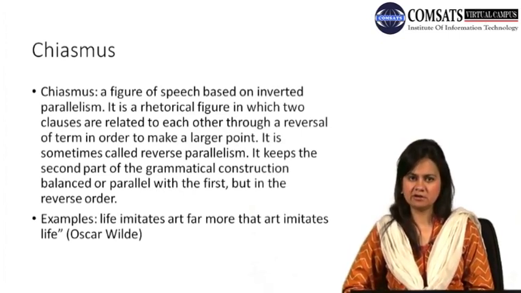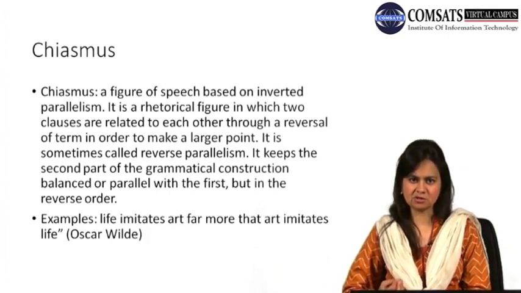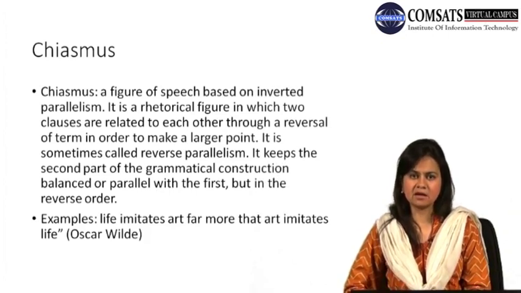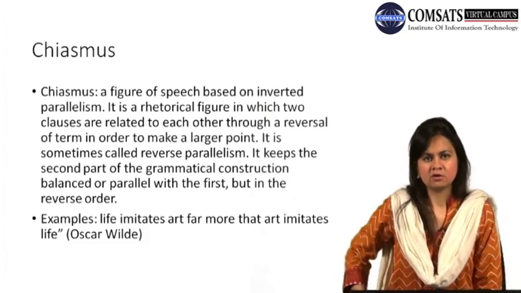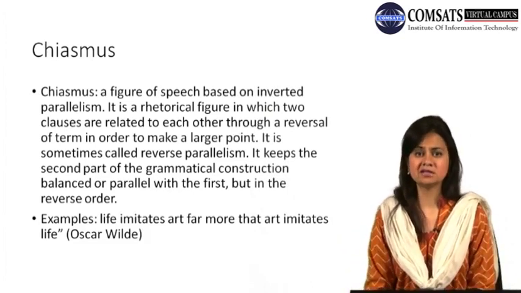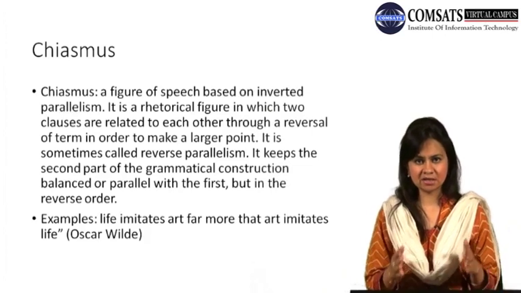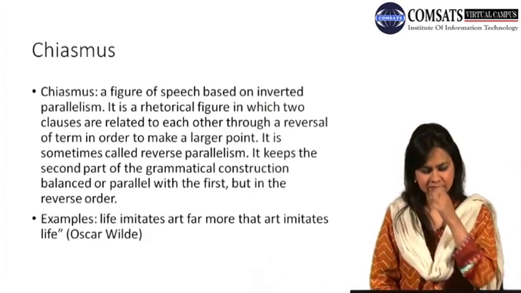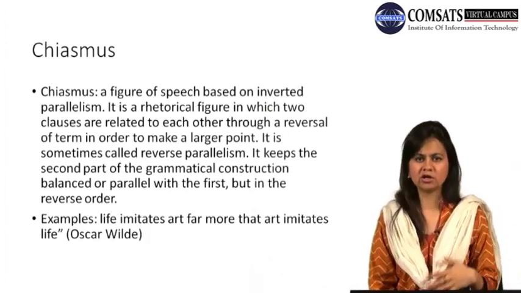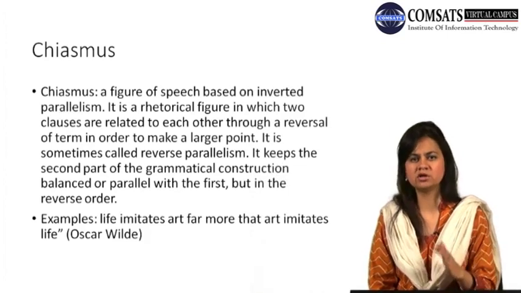It is a rhetorical figure in which two clauses are related to each other through a reversal of a term in order to make a larger point or some sort of emphatic point. Chiasmus is also sometimes called reverse parallelism. So a very simple way to remember what chiasmus is is to remember that it is reverse parallelism. What is said in the first clause or part of a sentence is reversed in the second. For example, ask not what your country can do for you, ask what you can do for your country.